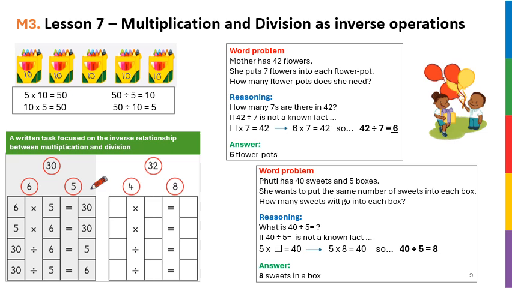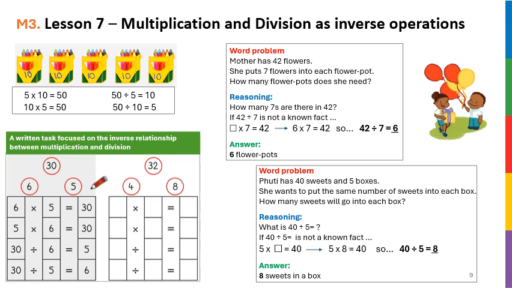In the second problem, Putti has 40 sweets and 5 boxes. She wants to put the same number of sweets into each box. How many sweets will go into each box? Well, what is 40 divided by 5? I mean, that is really what you want to know. But if 40 divided by 5 is not a known fact, you can think of 5 times what is 40?